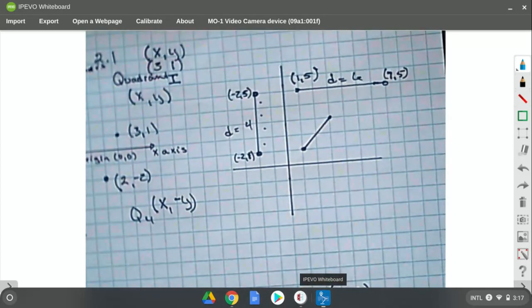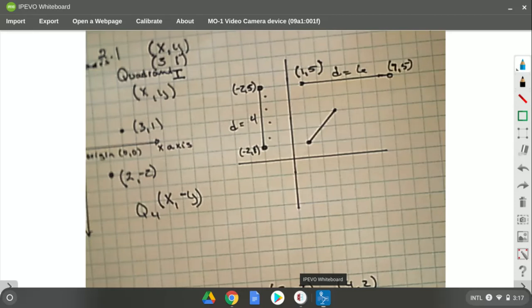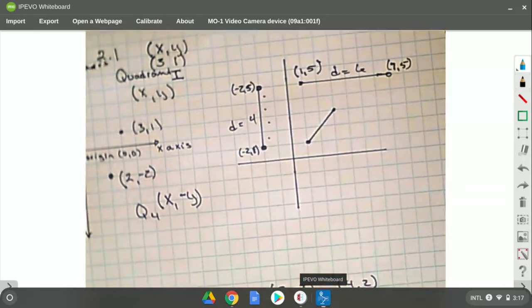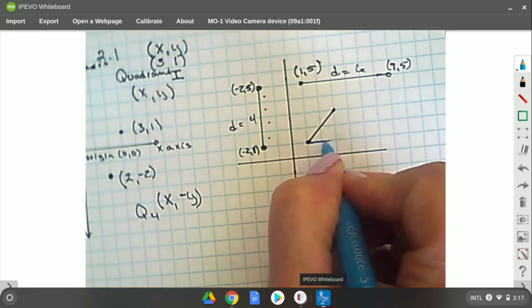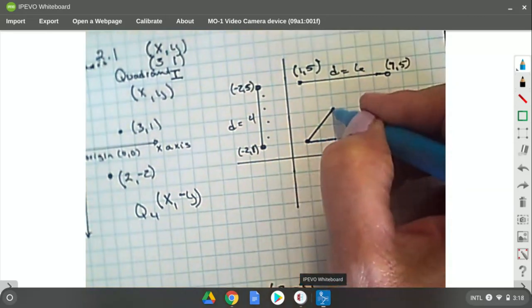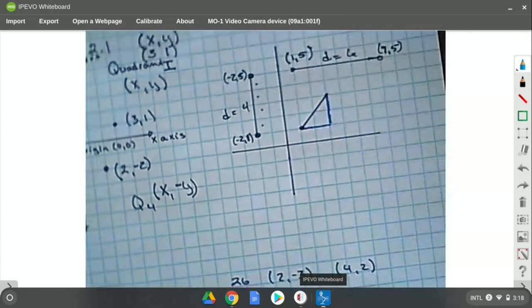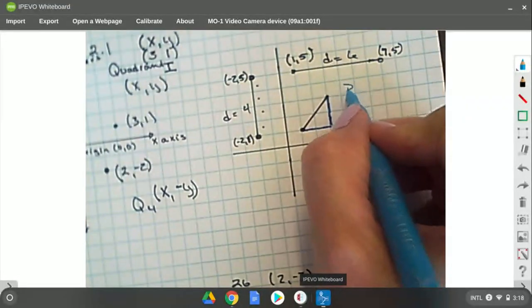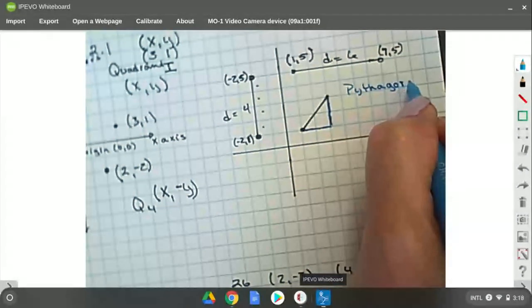Thing is when that line is slanted, I can't. So what am I going to do? One thing I could do, if I have it on a graph, is I could complete a right triangle. Why would I want to make a right triangle? Well, remember Pythagoras.